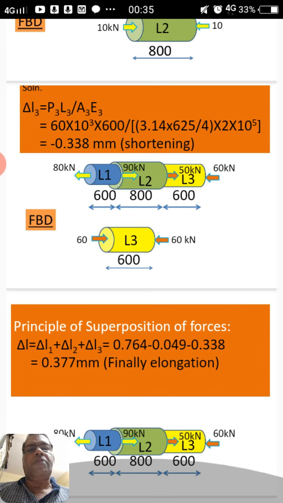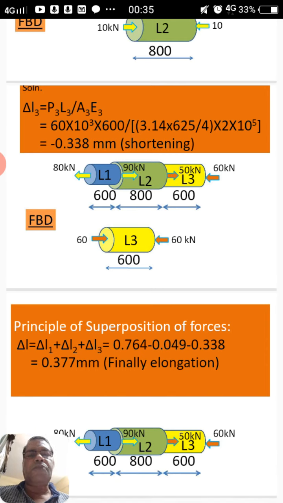And by combining all these three deformations using the principle of superposition, we get total deformation ΔL = ΔL1 + ΔL2 + ΔL3, that is the algebraic sum taken: 0.764 minus 0.049 minus 0.338, and this we get 0.377 millimeter. So finally the bar is under elongation of 0.377 millimeter.